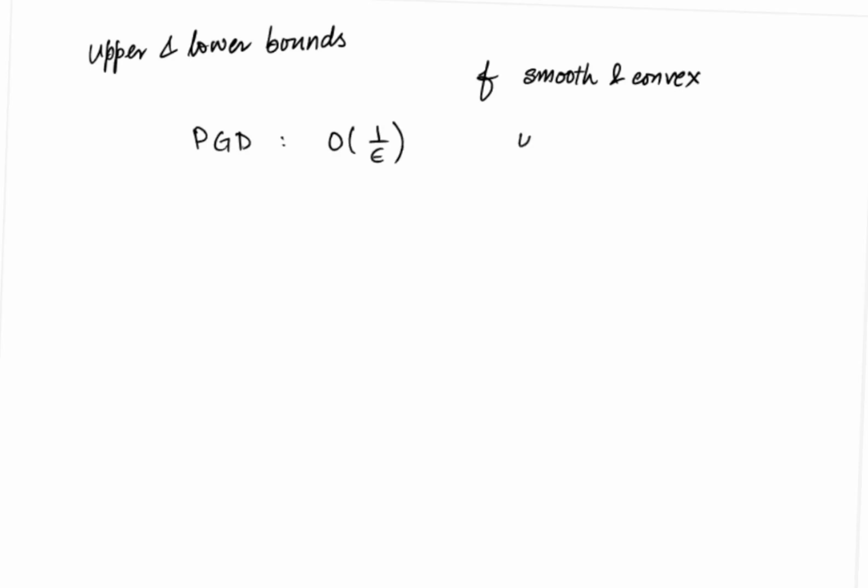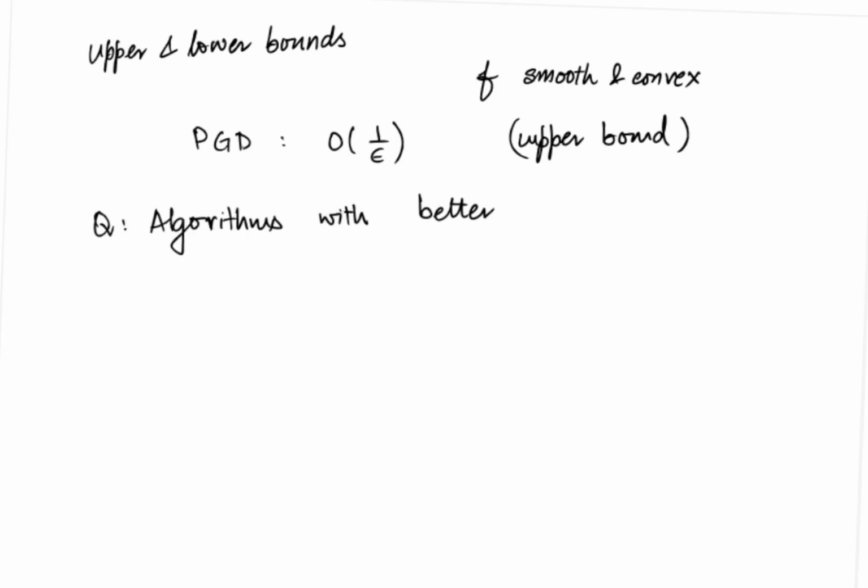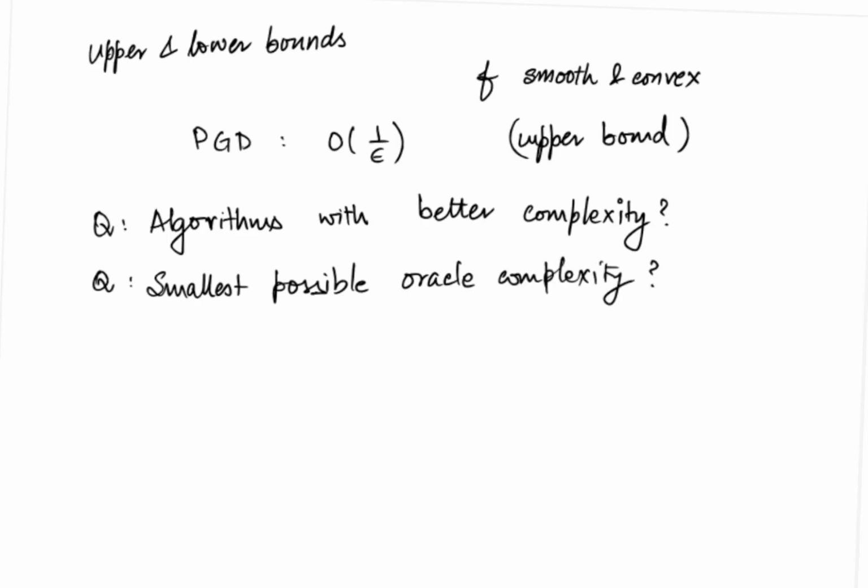Another point I want to make is regarding the upper and lower bounds on oracle complexity. As we have already seen, the projected gradient descent requires 1 over epsilon calls to the oracle in order to achieve epsilon optimality. There are two fundamental questions one could ask. First, is there any other algorithm with lower oracle complexity? And second, what is the smallest possible oracle complexity achievable by any algorithm that has access to the first order oracle? These questions can sometimes be answered using information theoretic reasoning, but this analysis will not be covered here.